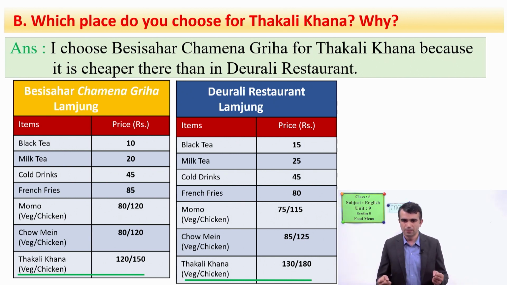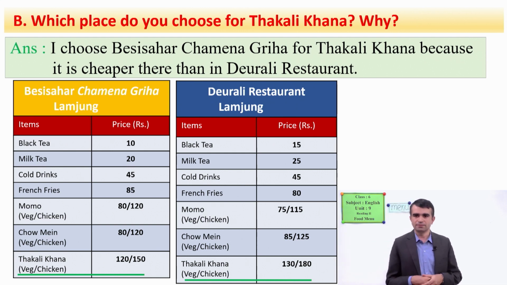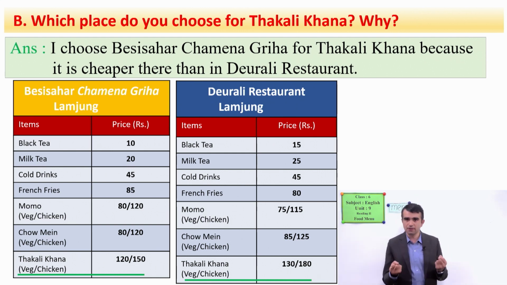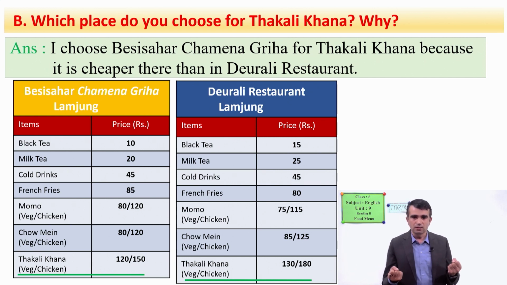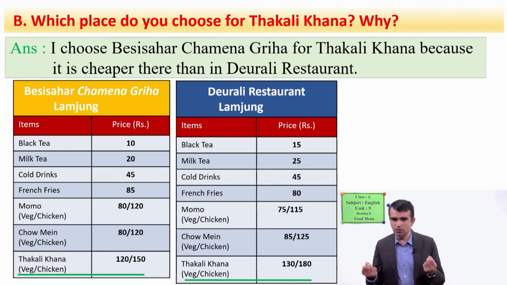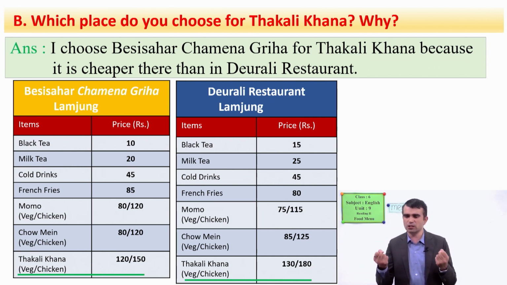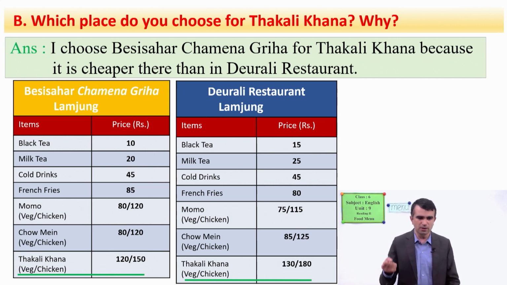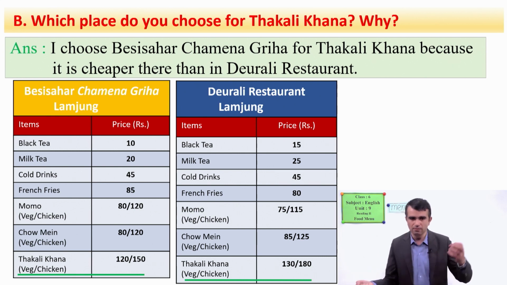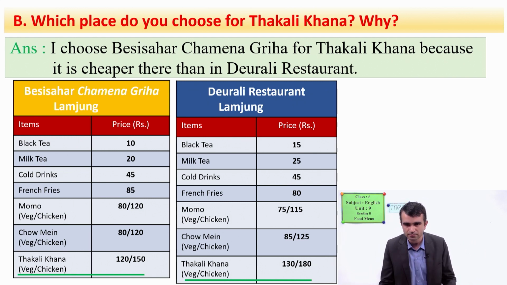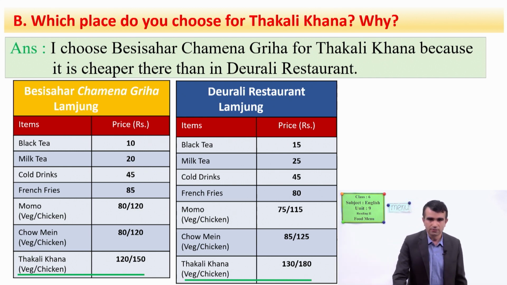Okay. Which place do you choose for thakali khana? You can say Beshar Chaminagriya. Okay. Why? Because it is cheaper there. Or you can also write because it is more expensive to go to Devrali restaurant, or Devrali restaurant has more expensive items, or thakali khana costs much more in Devrali restaurant than in Beshar Chaminagriya. Or thakali khana is more expensive in Devrali restaurant than in Beshar Chaminagriya. Is it so? Okay. That way you can do.